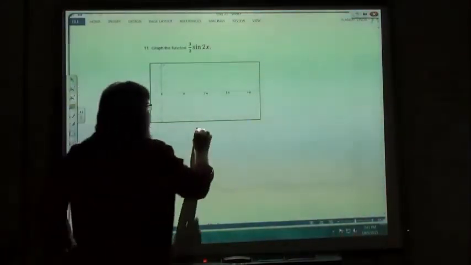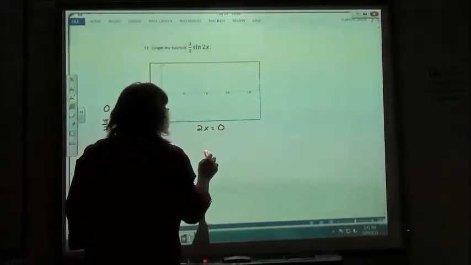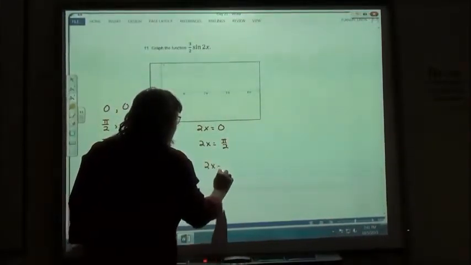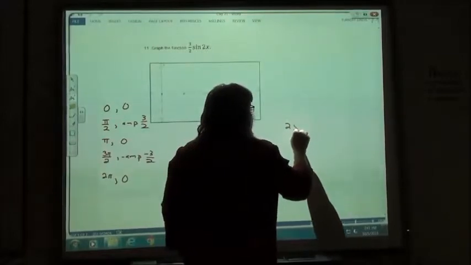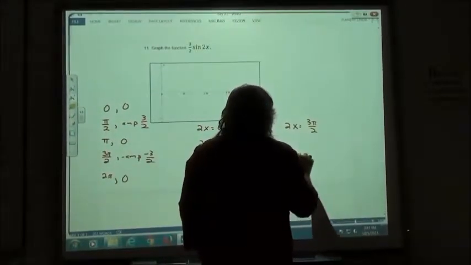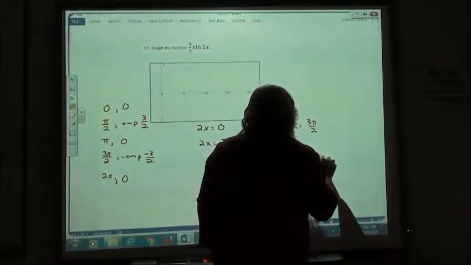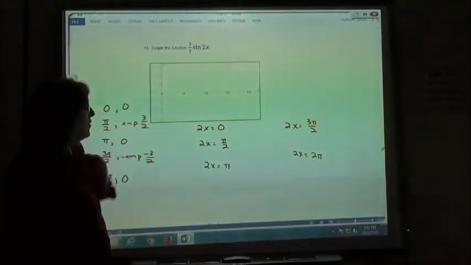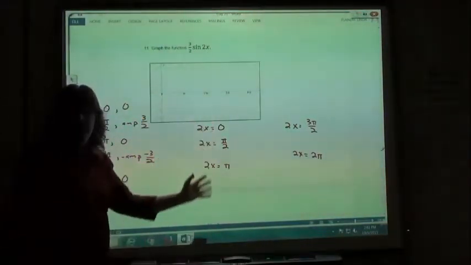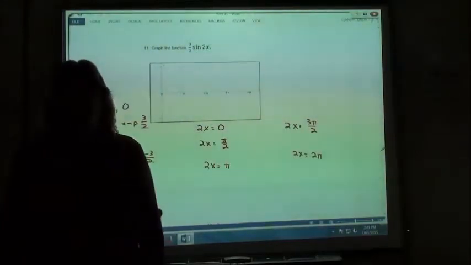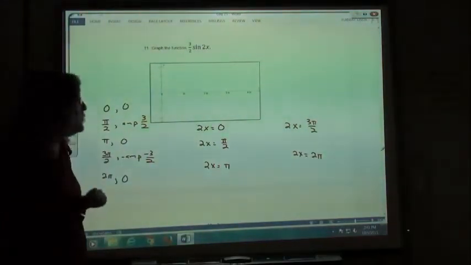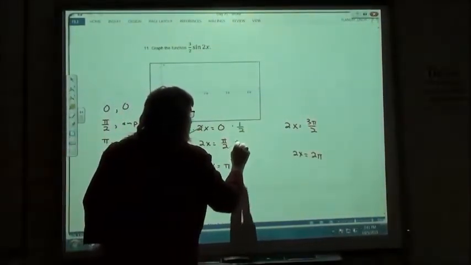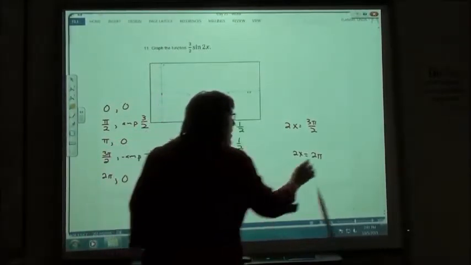So figuring out my shift. 2x would equal 0. 2x is going to equal pi over 2. 2x is going to equal pi. 2x is going to equal 3 pi over 2, and 2x is going to equal 2 pi. So, if I'm getting rid of my coefficient, I'm dividing by 2, but since I'm working with fractions, dividing by 2 is multiplying by the reciprocal of 2, 1/2. I'm going to times by 1/2 to cancel out my fractions. So every one of these is going to get multiplied by 1/2.